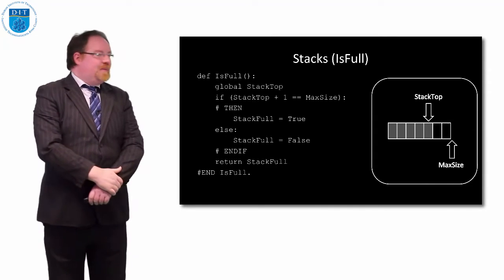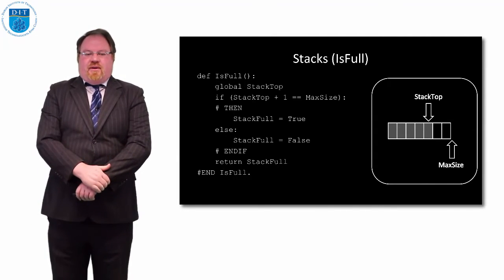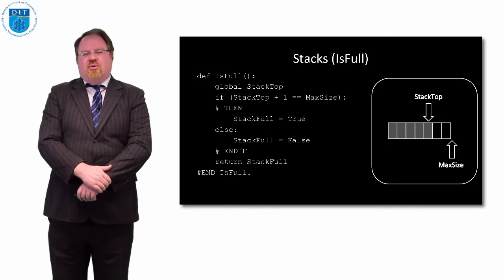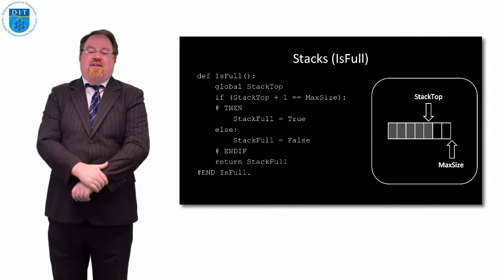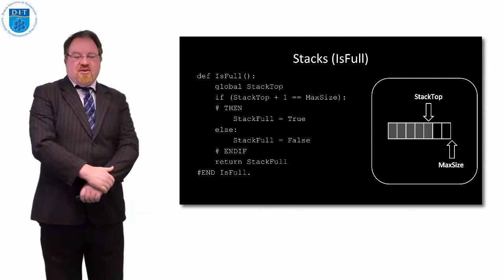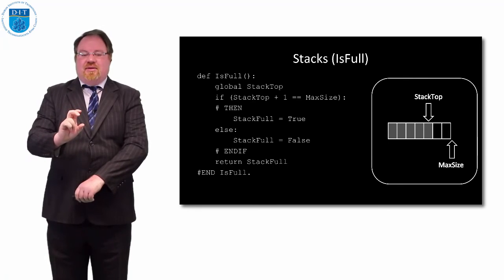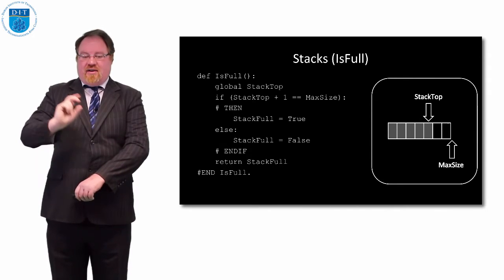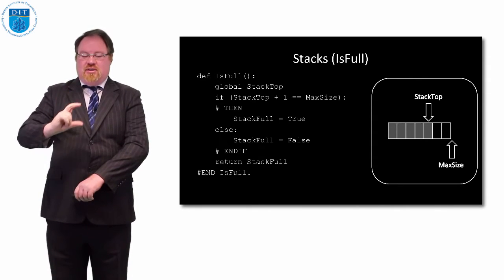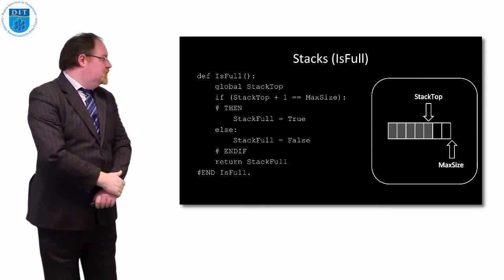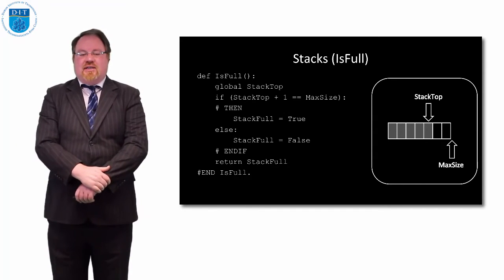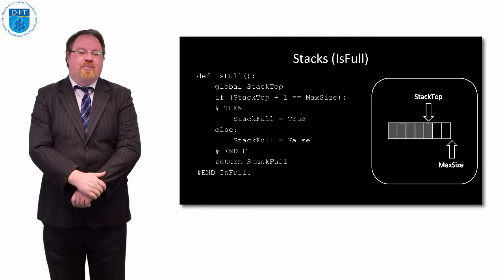Whereas if I don't declare it as global, it won't know what value stackTop has. If I declare it as global, it means find me what the last value of stackTop is. So we talked about scope before, and that's an example of scope. The boolean stackFull is local scope, whereas the variable stackTop has a global scope.